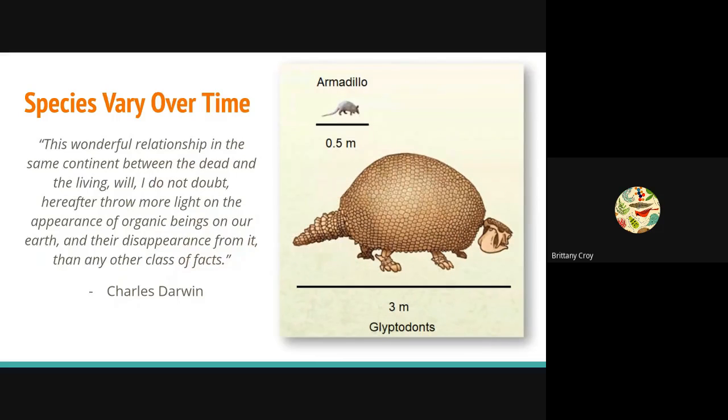Darwin also collected fossils on his journey, and this led him to conclude that species are able to vary over time. So the armadillo is the common day animal, but Darwin found fossils of glyptodonts, which had the same structure, but they were larger. He said, "This wonderful relationship in the same continent between the dead and the living will, I do not doubt, hereafter throw more light on the appearance of organic beings on our earth and their disappearance from it than any other class of facts."